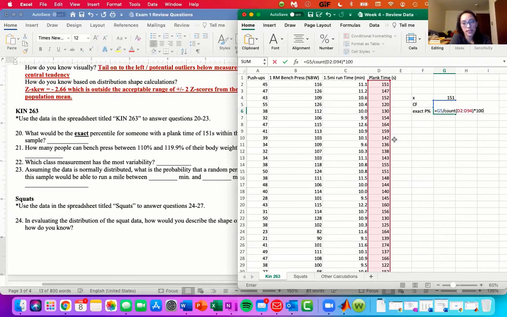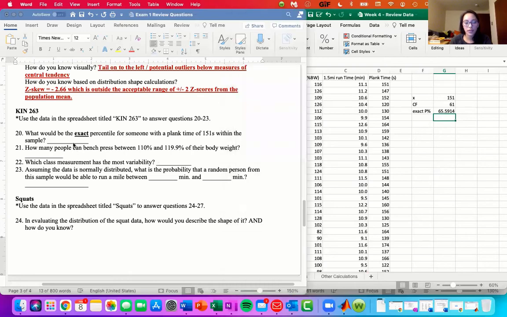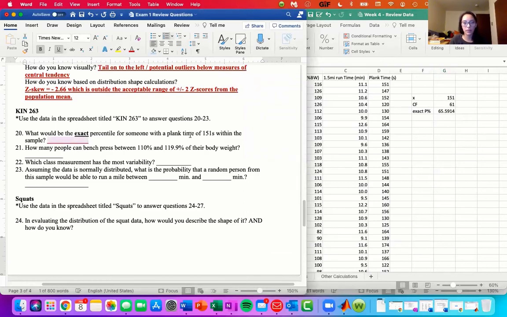Okay, we'll just let it sit there so people can fill in. I do these things kind of fast sometimes. So, right, we found the cumulative frequency of values that are less than or equal to 151. Take that cumulative frequency, divide it by the sample size, multiply by 100, and we get 65.59. So we could report that as our answer. Right, and this is acceptable because we just want the exact percentile within the sample. We don't care if it's normally distributed or not.